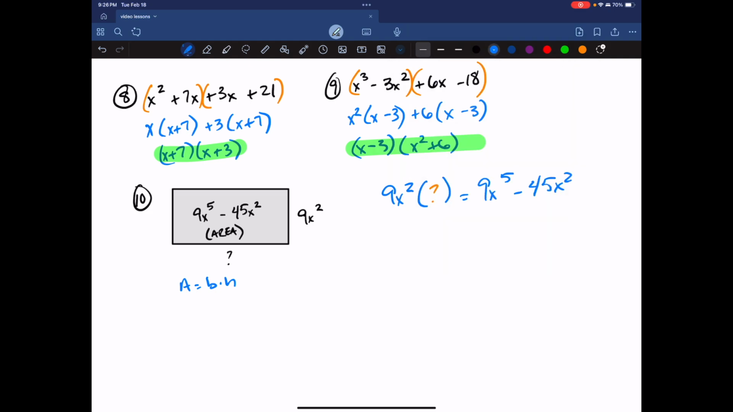Okay, so 9, you already have a 9. Okay, so how many more x's do you need to get that first term? So 9x squared times what is 9x to the 5th? Well, that's just going to be x cubed. Okay, and then 9x squared times what is negative 45x squared? Well, take it a piece at a time if you need to. 9 times negative 5 is negative 45. All right, and then I already have the x squared, so I don't need to multiply anything by that. And so there it is. The x cubed minus 5 is my answer.